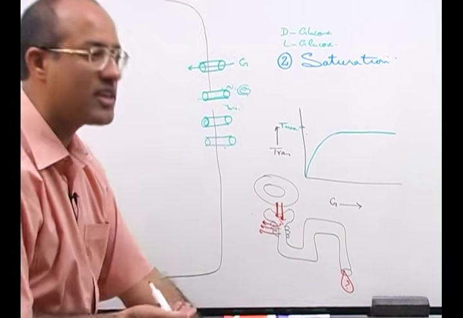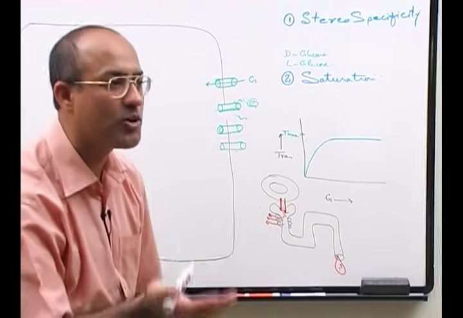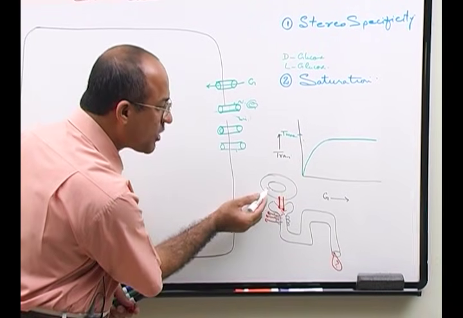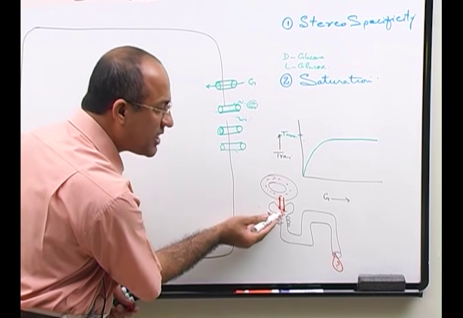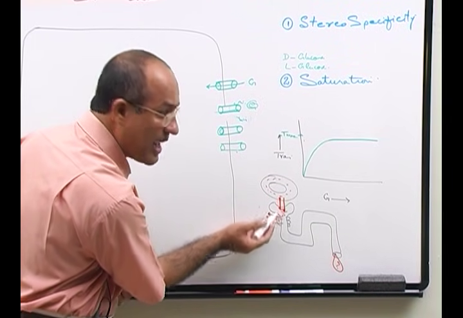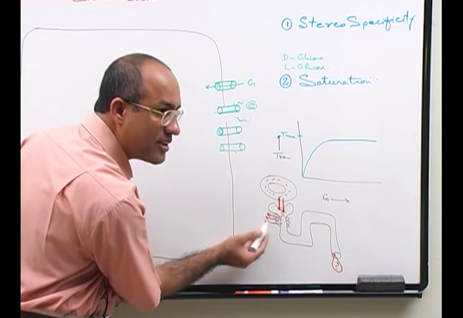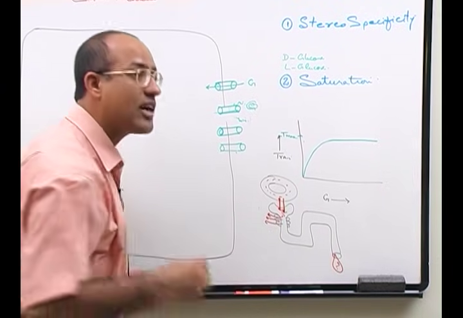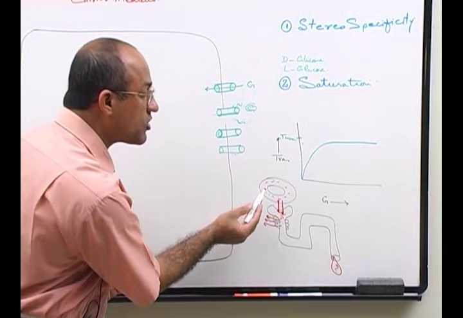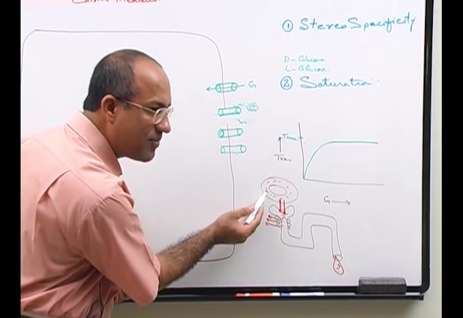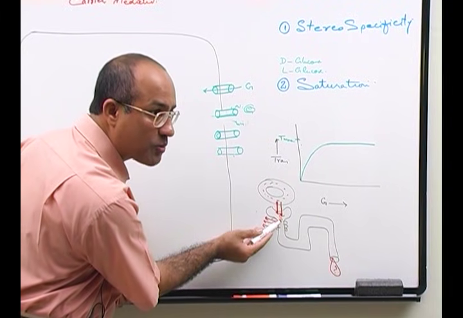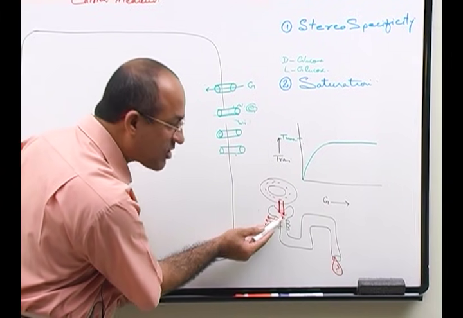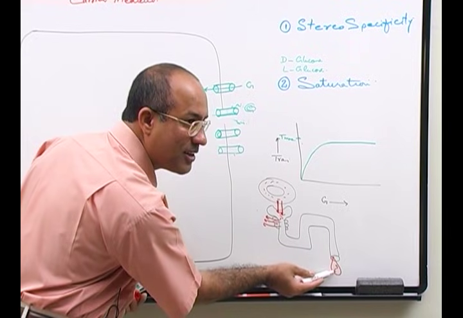But if I keep on increasing the glucose concentration in your blood, then glucose delivery here will become progressively more, and then more and more glucose will be reabsorbed. A time will come when glucose concentration in blood is very high and so much glucose is loaded here that all the transporters are fully saturated and extra glucose spills into urine.